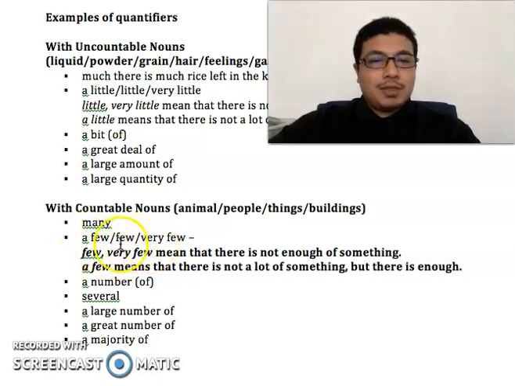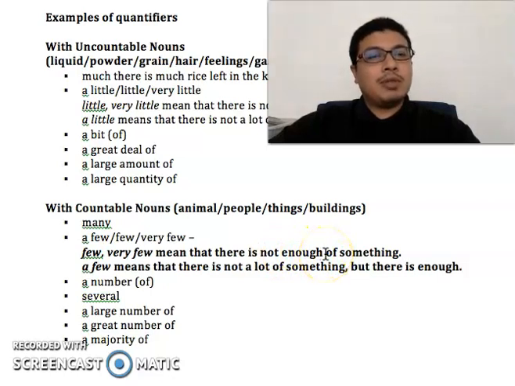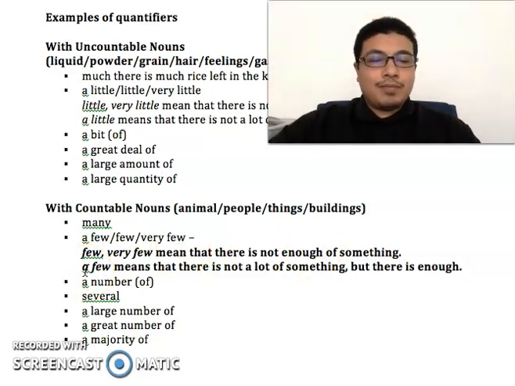So what is the difference? A few, and very few. Few and very few mean that there is not enough of something. So there are few students going to the class today because of the quarantine. There are a few students going to the class means there is not a lot of something, but there is enough.